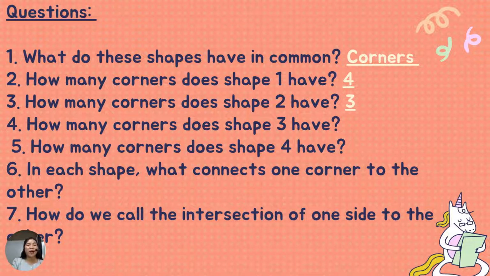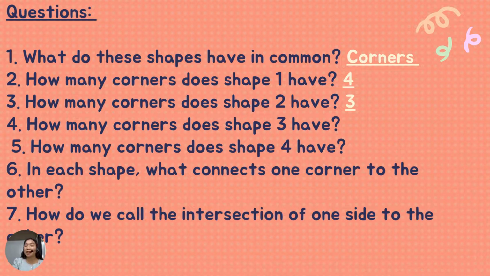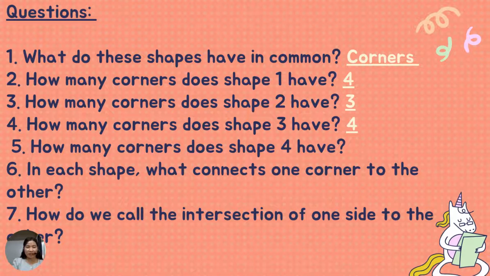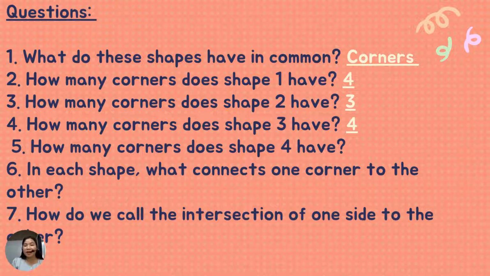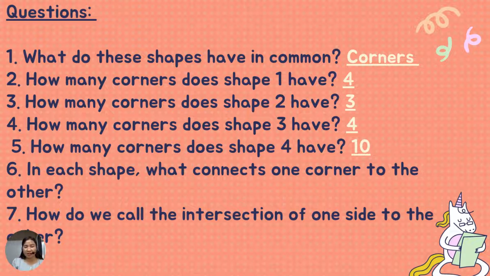Number 4, how many corners does shape 3 have? Shape 3 is a square, and a square has 4 corners. Very good. Number 5, how many corners does shape 4 have? Shape 4 is a star and there are 10 corners.